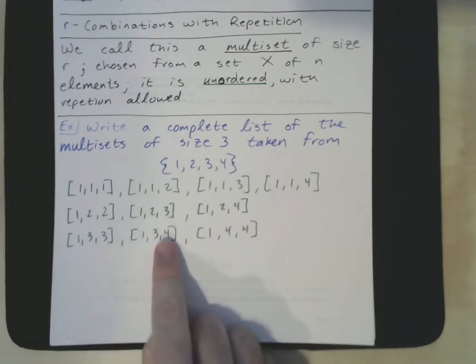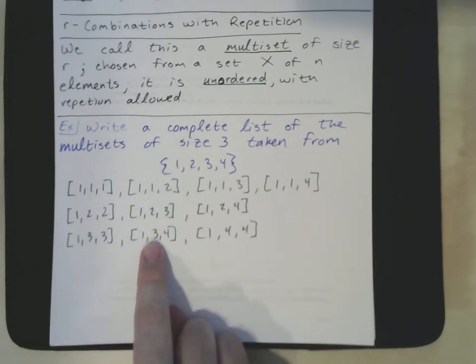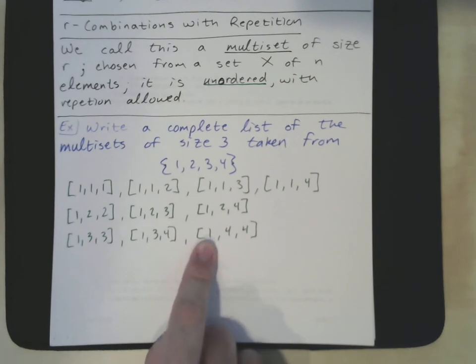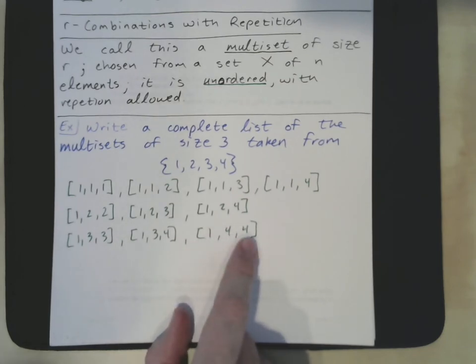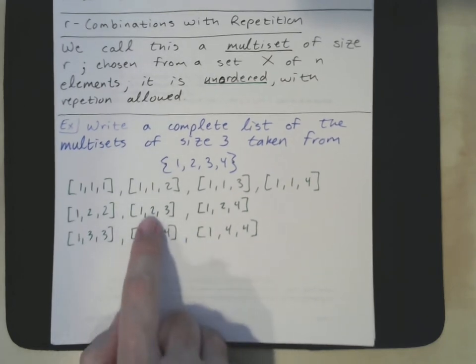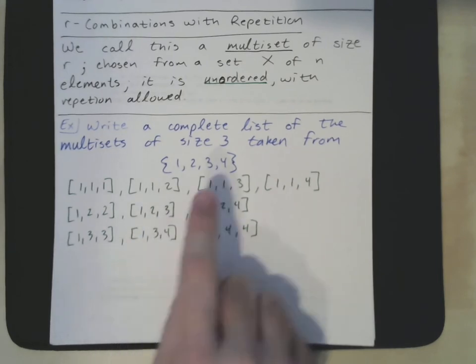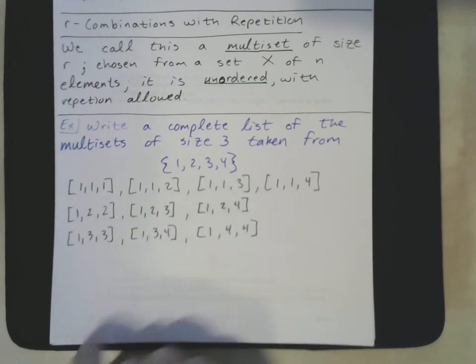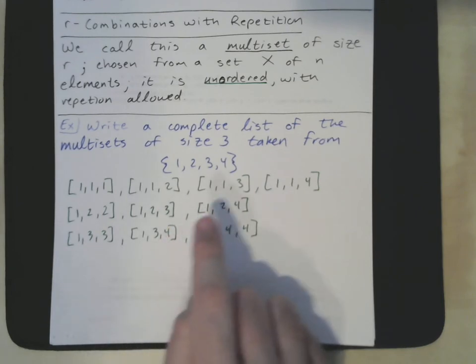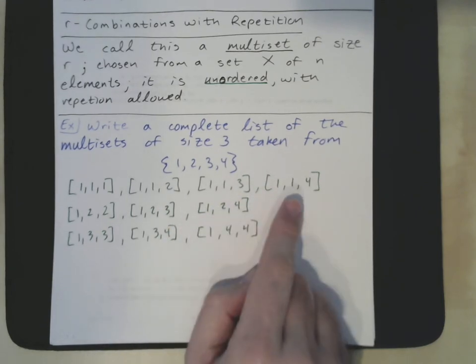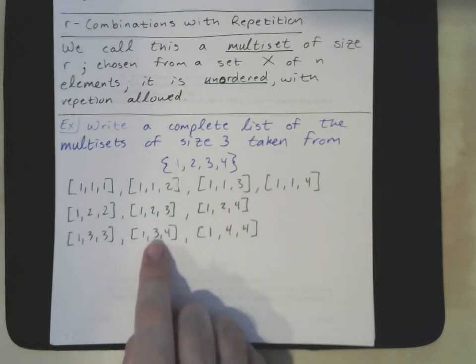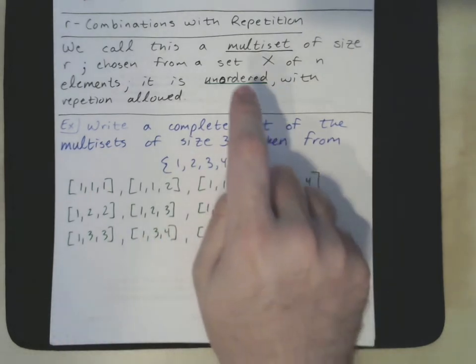It's why when we get to 1, 3, 4, the only set left that has a 1 in the first place is the one that has a 4 and a 4. Because 1, 3, 2 is sitting right here. 1, 3, 1 is sitting up here. 1, 4, 2 is sitting here. 1, 4, 1 is sitting here. And 1, 4, 3 is sitting here. So you have to keep track of that and remember it's unordered.